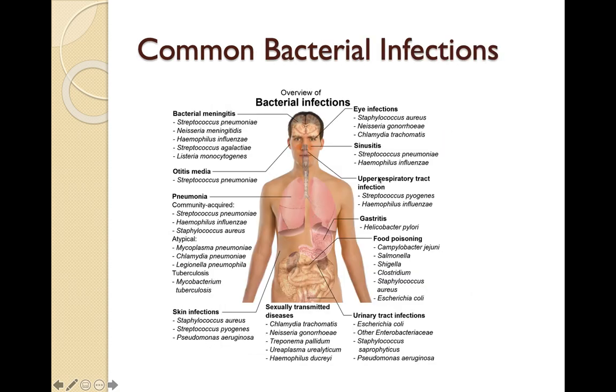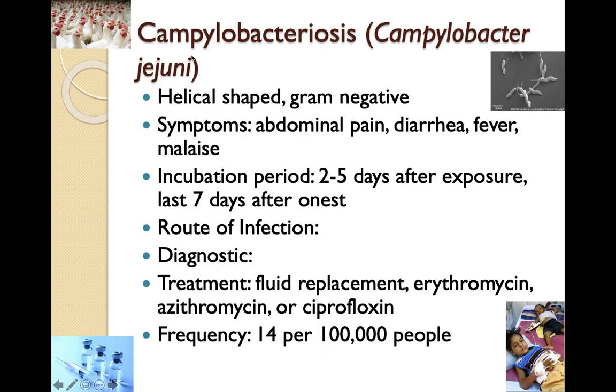So let's go ahead and finish this up with a little bit of our bacterial infections. So Campylobacter jejuni, campylobacteriosis, this is commonly called cruise ship diarrhea. Very commonly spread around through contaminated foods, contaminated water. This is the very stereotypical food poisoning: abdominal pain, diarrhea, fever, feeling really bad kind of thing. 2 to 5 days after eating bad food, you're going to start to show your symptoms, and it lasts about 7 days after they show up. Route of infection can be fecal-oral, or transmission through food, and things like that.